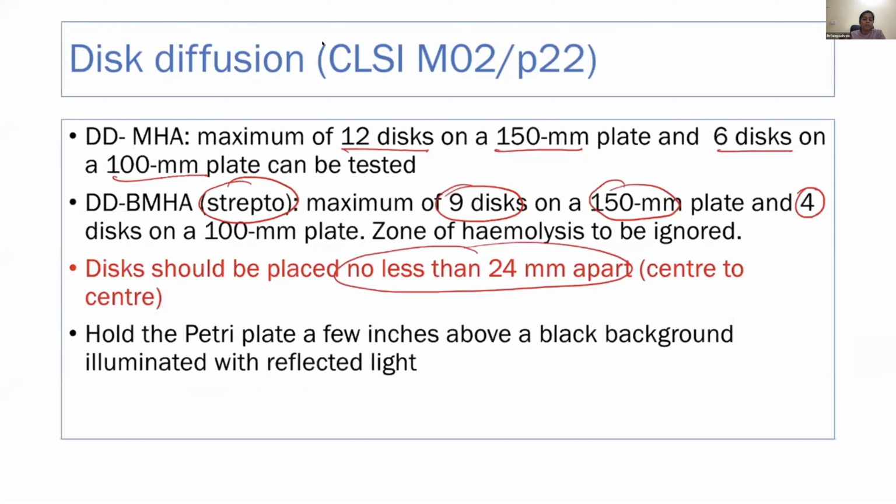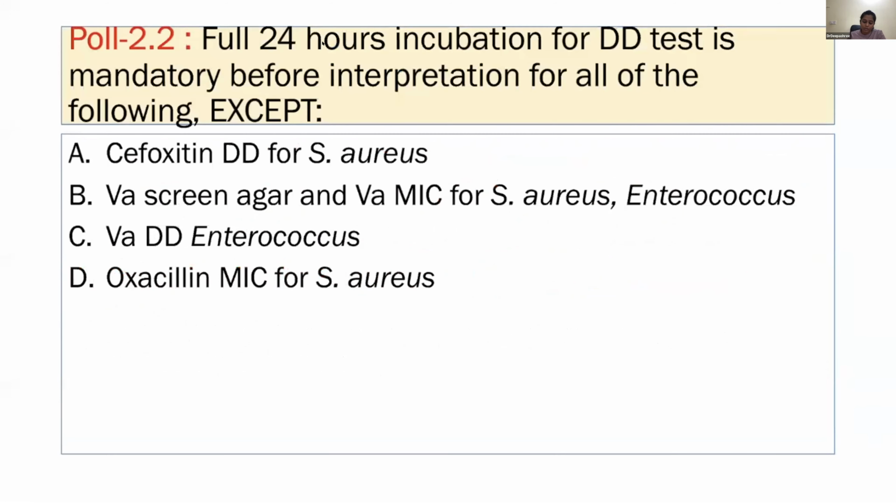Whenever you are taking the reading of the AST plate, it has to be placed against a black illuminated background with reflected light. This is not for all situations. There are situations where even transmitted light is recommended, which we are going to see.